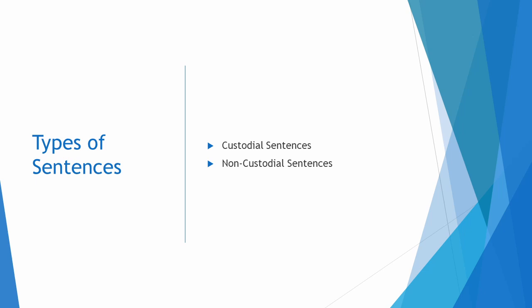Non-custodial sentences also include fines, which is an amount that the offender can afford but is not paid to the victim. Non-custodial sentences also include discharges where there is no punishment. A conditional discharge means the offender is not punished for their crimes as long as no further offence is committed for up to 3 years. An absolute discharge means the offender is not punished and there is no formal conviction recorded against them.